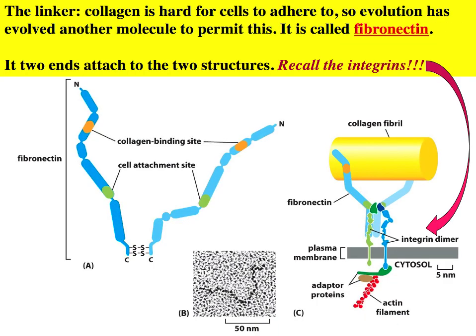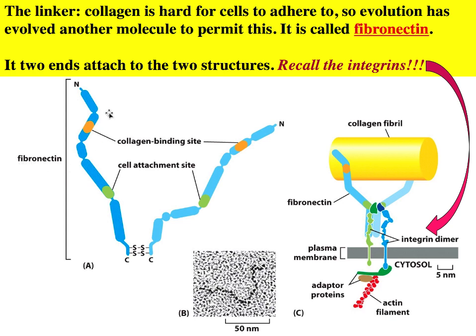How then are the strong collagen fibers connected to cells? And that's illustrated in this slide here. So the collagen fibers are here in yellow, and for them to then be connected to the cytoskeleton of the cell requires an interplay of all these proteins. And the most important protein here happens to be this one called fibronectin.